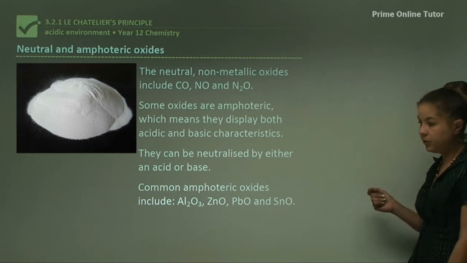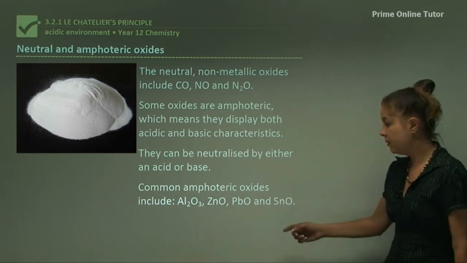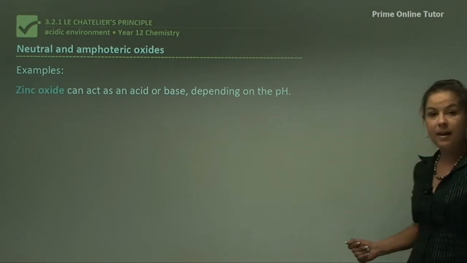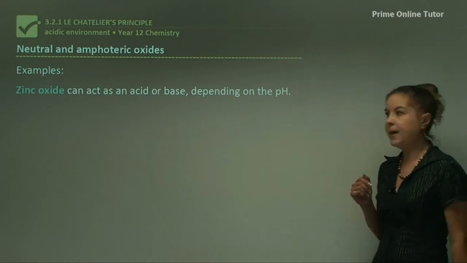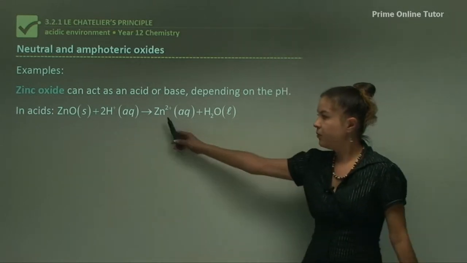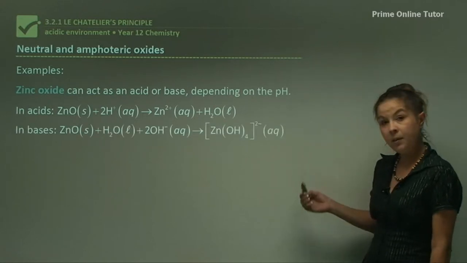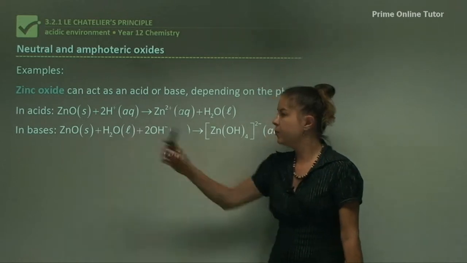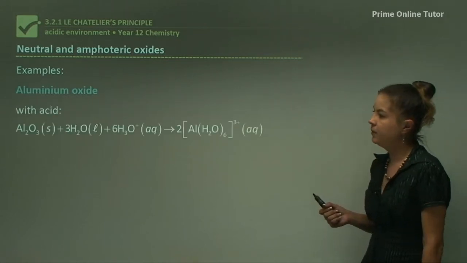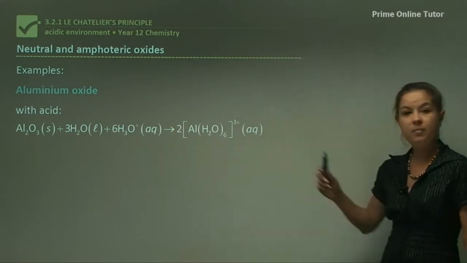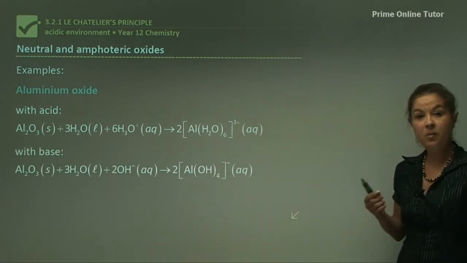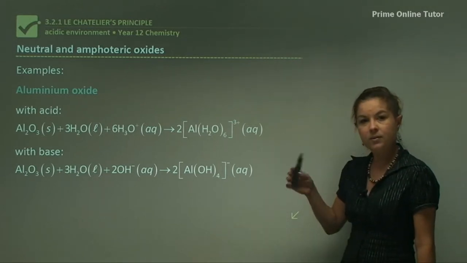Some common amphoteric oxides for you to remember include aluminium oxide, zinc oxide, lead oxide, and tin oxide. So some examples: zinc oxide can act as an acid or a base because it's amphoteric. It depends on the pH. In acids, zinc oxide can react with an acid to form zinc ions and water. In bases, it'll react with hydroxide ions and water to produce zinc hydroxide. Another example, aluminium oxide with an acid will produce a compound that is bound to water molecules, and with a base, hydroxide ions, it will produce aluminium hydroxide. So as you can see, it can react either way.